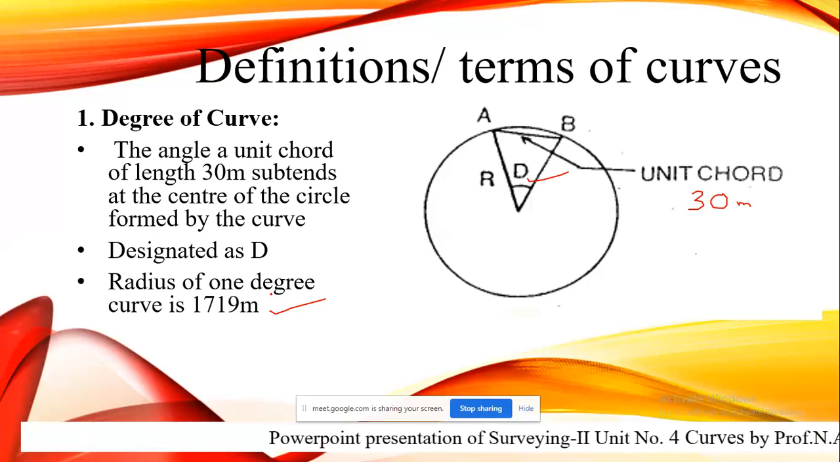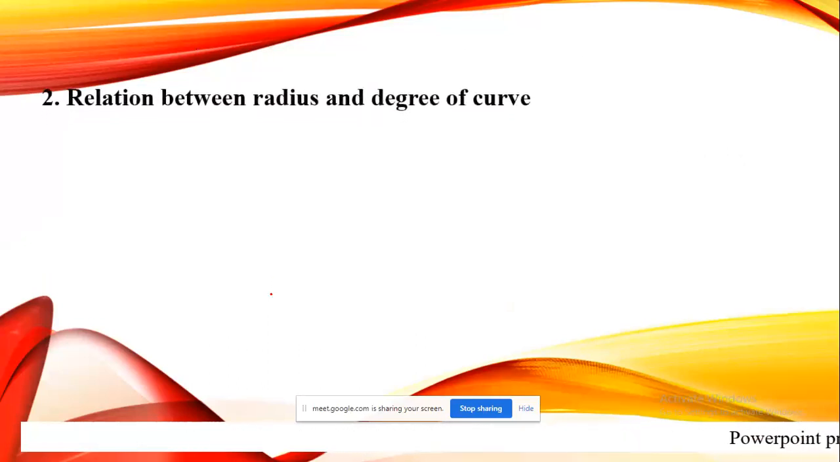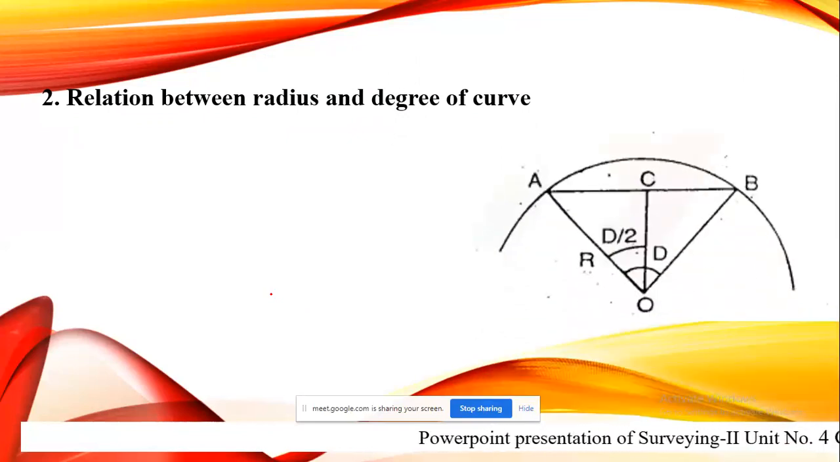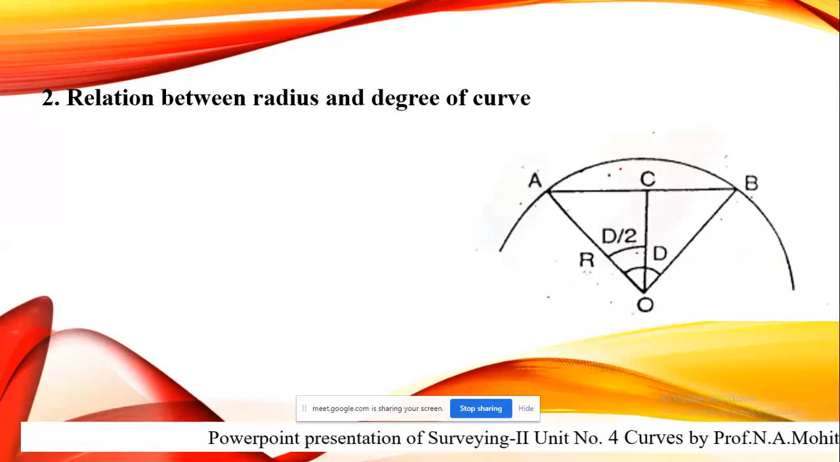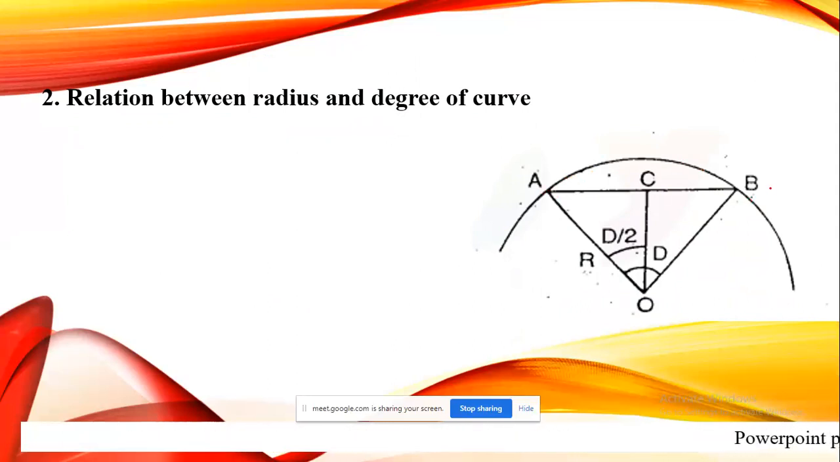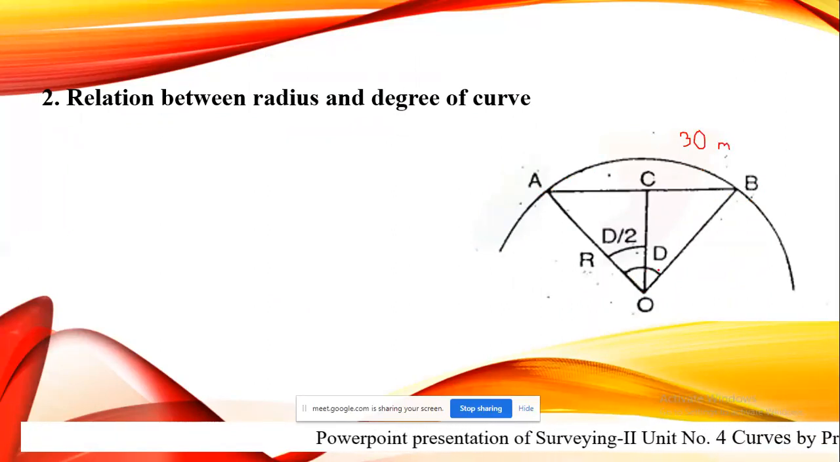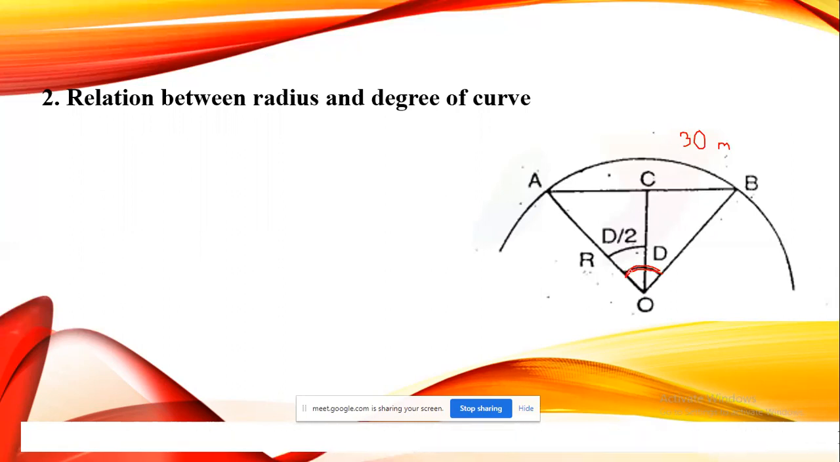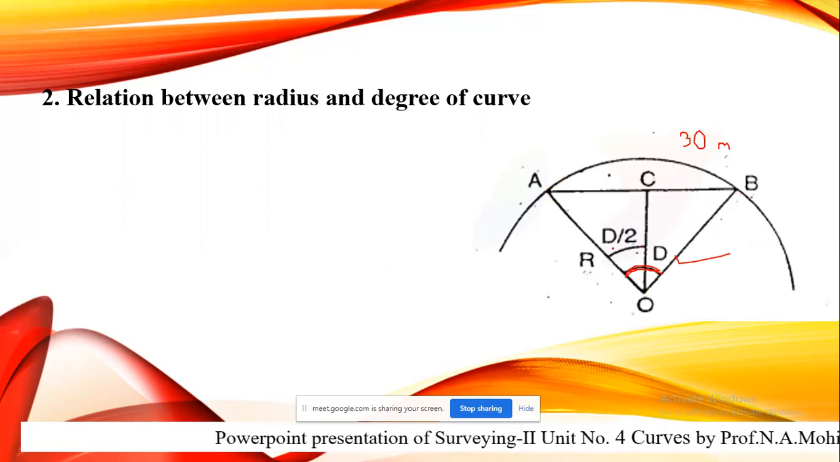Moving further, the second point we should know is the relation between radius and degree of curve. A curve can be designated in terms of radius or degree of curve. Just assume the same curve. Here you can see AB is the chord having length equal to 30 meter, and this is the angle D subtended at the center of the curve to form this curve. I'm going to take half of this, that will be D by 2.